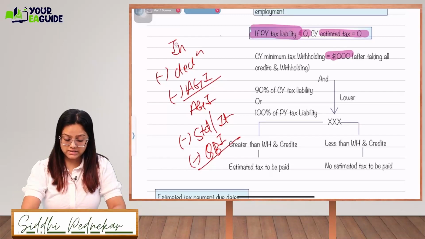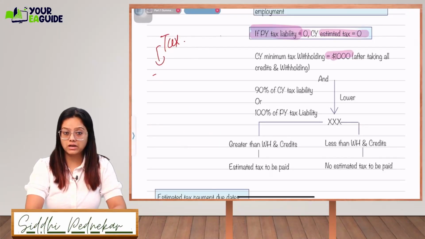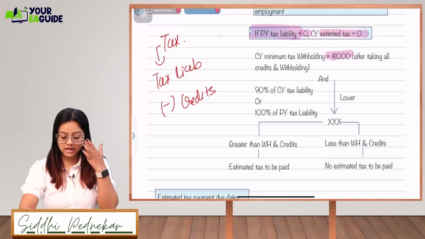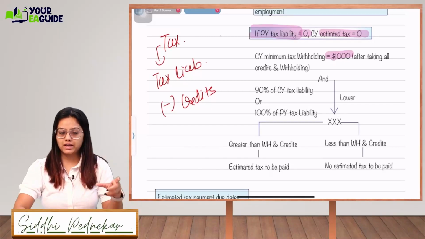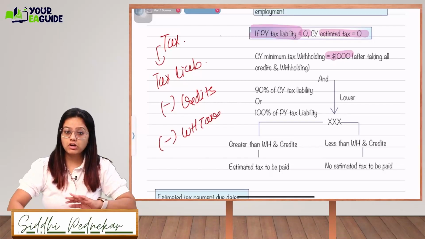Once we receive a taxable income, what is there? On that we are going to calculate a tax liability. On this tax liability you can reduce all your credits, because we have already seen that the credits can be reduced directly from your tax liability. After reducing the credits, you are going to reduce withheld taxes, all the taxes which you have already paid.